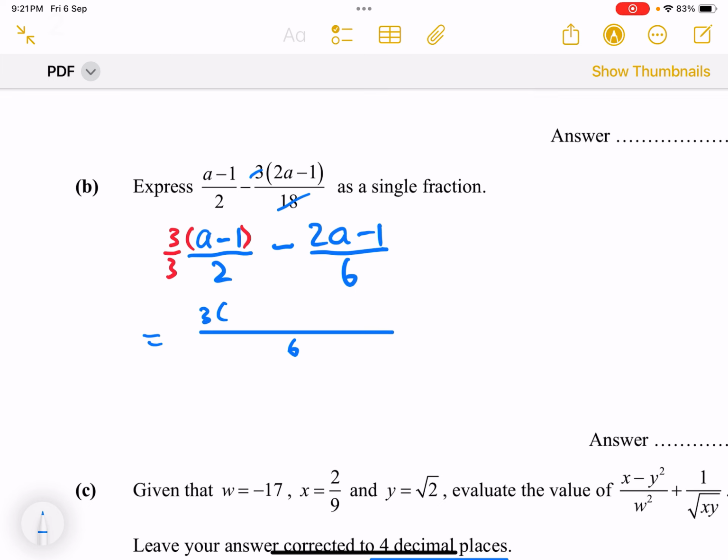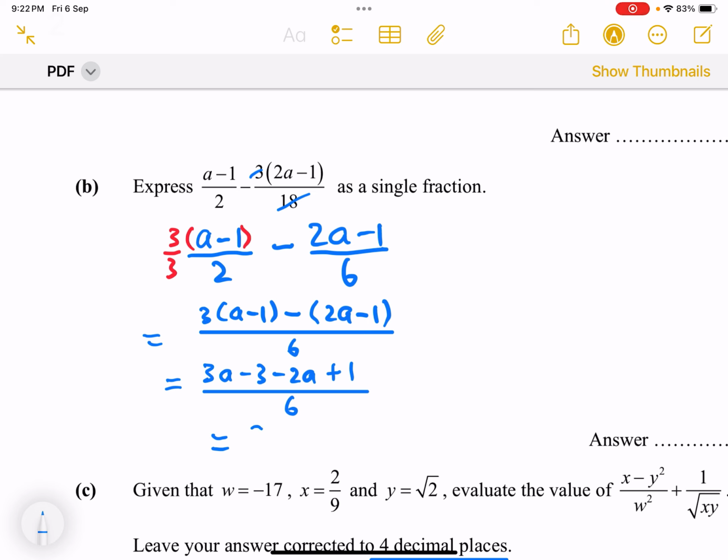Numerator will be 3 times a minus 1 minus bracket 2a minus 1. We have to subtract the whole thing. So by distributive law, minus times minus is plus. Three a minus 2a is a, and minus 3 plus 1 is minus 2. That's the final answer.